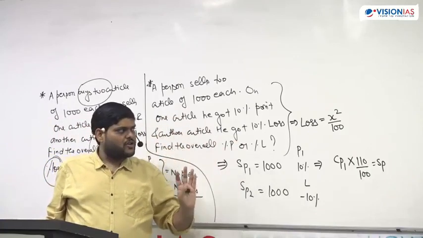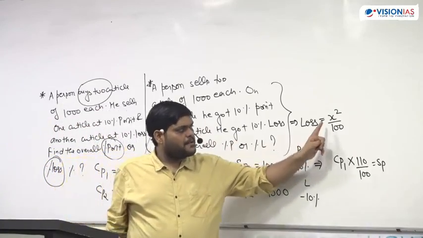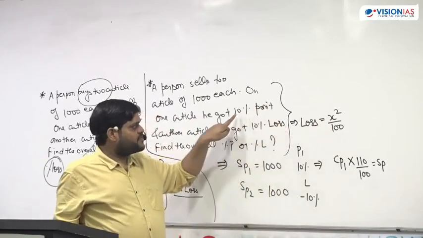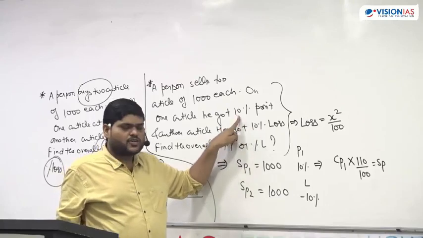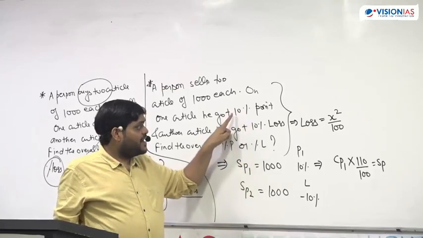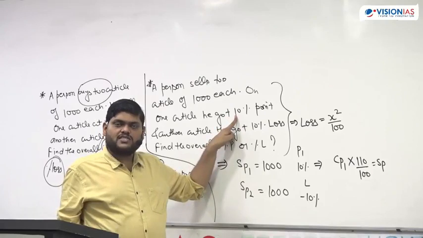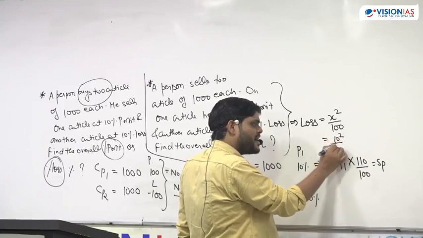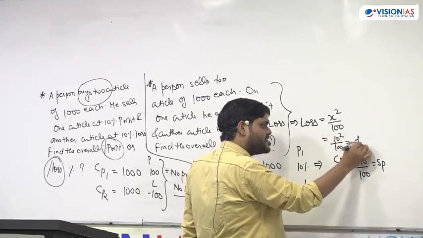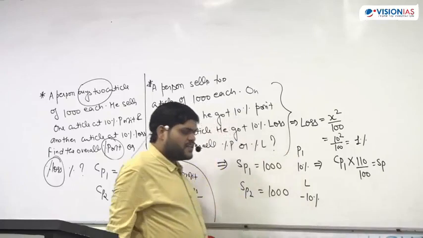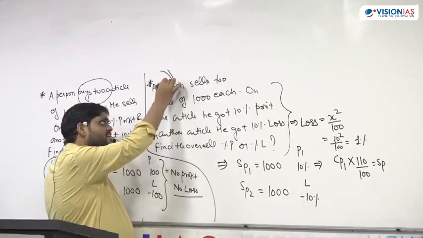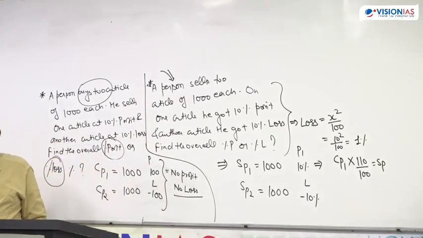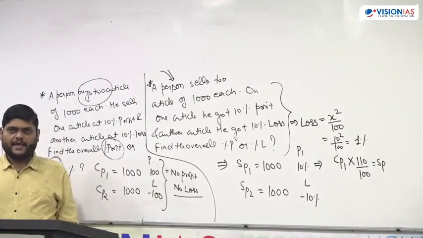And how much loss will there be? The loss will be x square upon 100. What is x here? x is the value of the percent of profit or percent of loss. Like if the percent of profit or percent of loss is 10%, then loss is equal to 10 square upon 100, that is equal to 1%. So we will say that in this case there will be a loss of 1%.